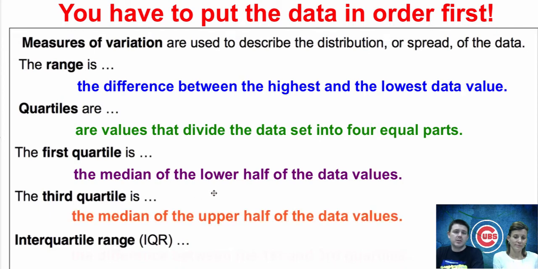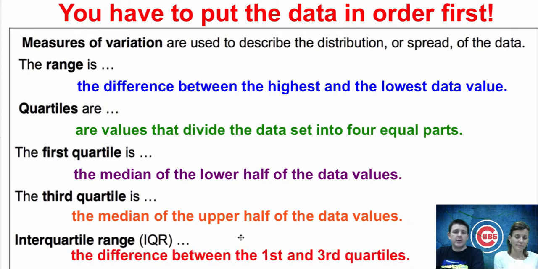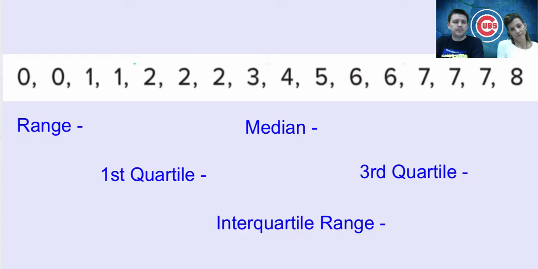Third quartile is the median of the upper half. So now we're going to find the middle of the top part of the data. And then the interquartile range, or often referred to as the IQR, is the difference between the first and the third quartiles. That's a whole lot of vocabulary thrown at you very quickly. We got to get it down so you have something to refer back to, but then we're going to walk you through a couple of examples.